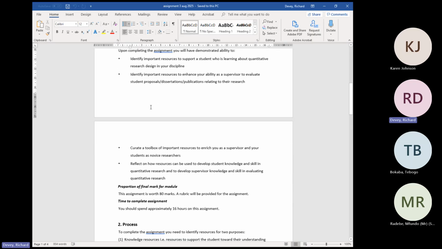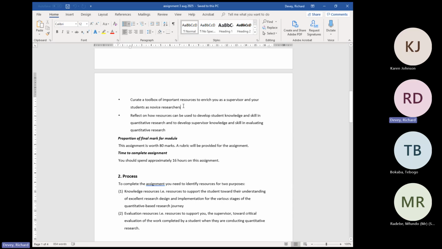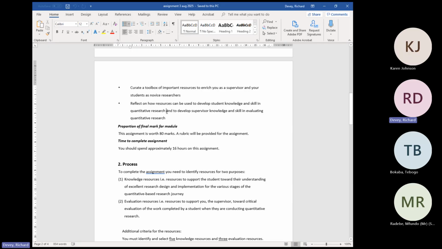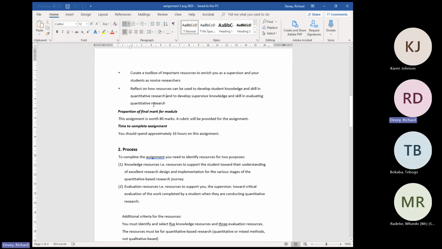And those would enhance your ability as a supervisor to either help a student learn or to evaluate a student's work. So there are two components to this. One is a resource that might be good for the student to use, and the other is a resource that you could use to evaluate the work that the student is doing. So there are two elements that you need to collect for this. Then you develop a toolbox, and then you reflect on how those resources can be used to develop.